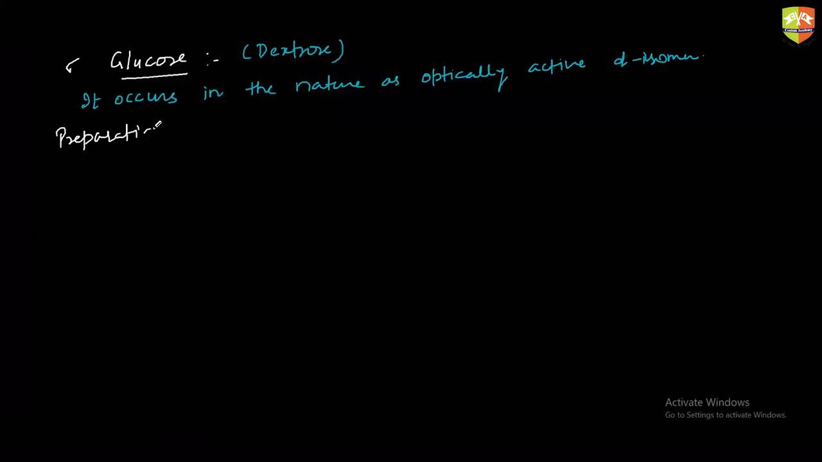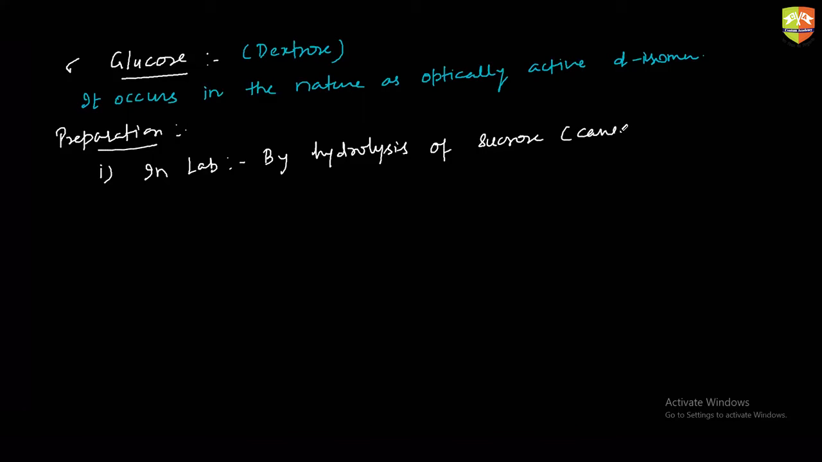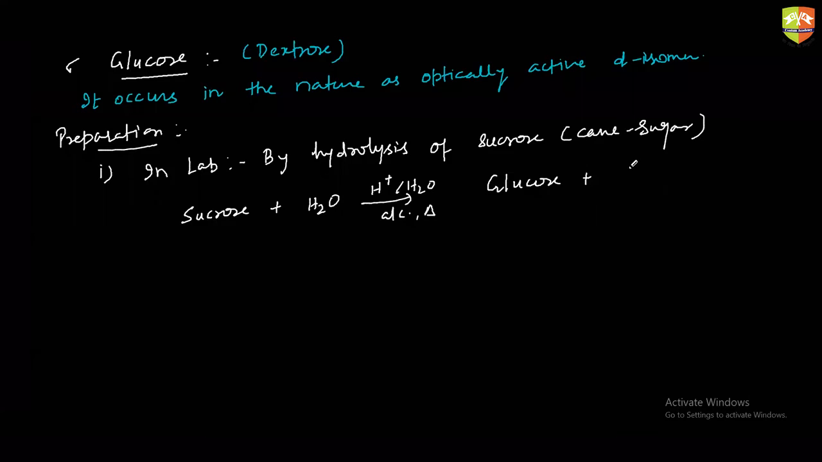Preparation of this is not important. I'll just write down two reactions here. In the laboratory, it is prepared by the hydrolysis of cane sugar, which is nothing but sucrose. The reaction is: sucrose plus H2O, acidic hydrolysis in alcoholic medium, gives 1 unit of glucose and 1 of fructose.